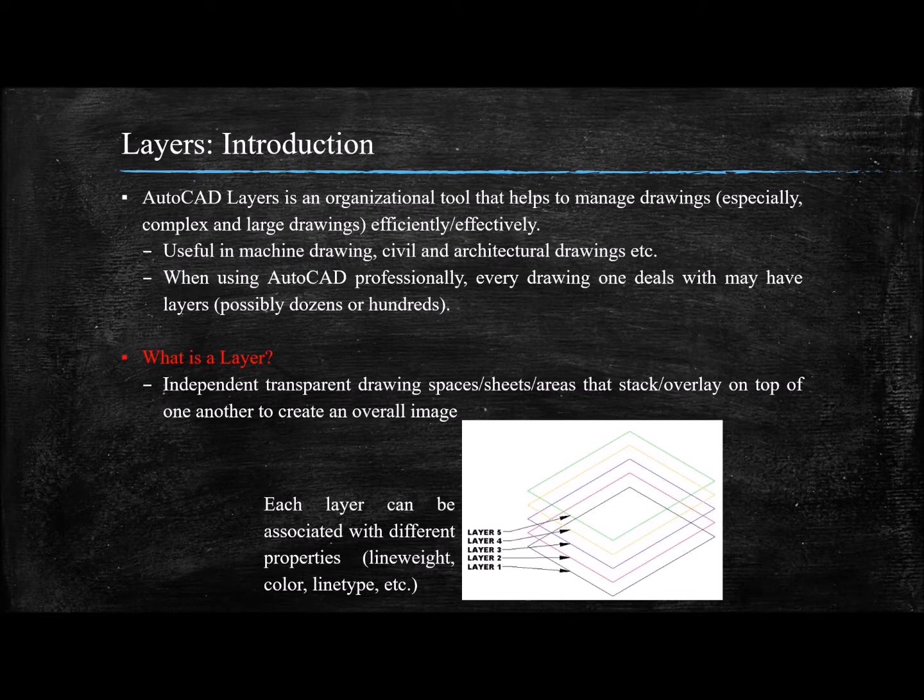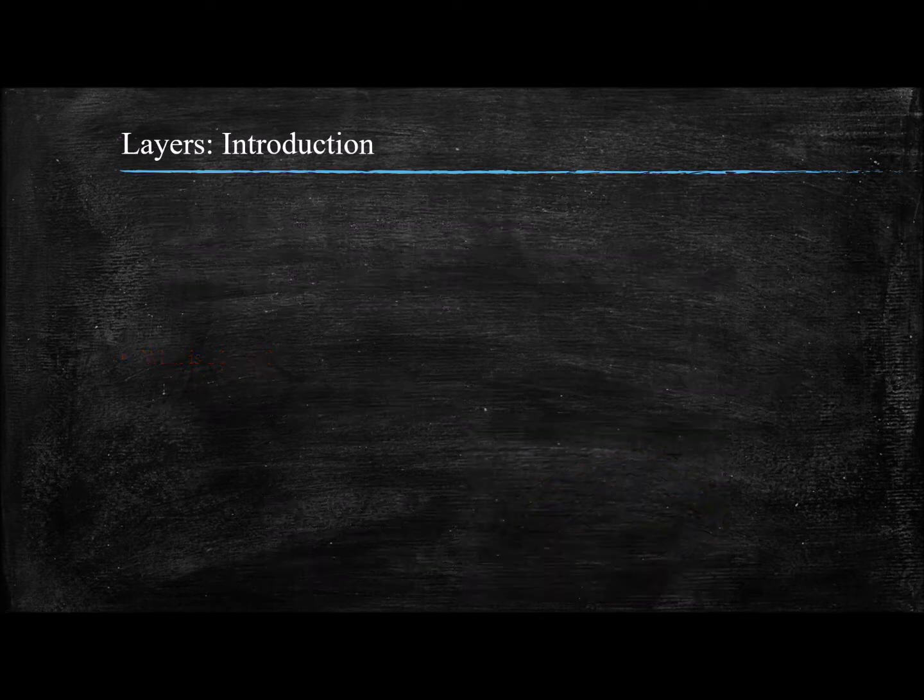Now, one very important thing to remember here is that each layer can be associated with different properties. And whatever is drawn on those layers, the properties are automatically ascribed to those geometric entities.